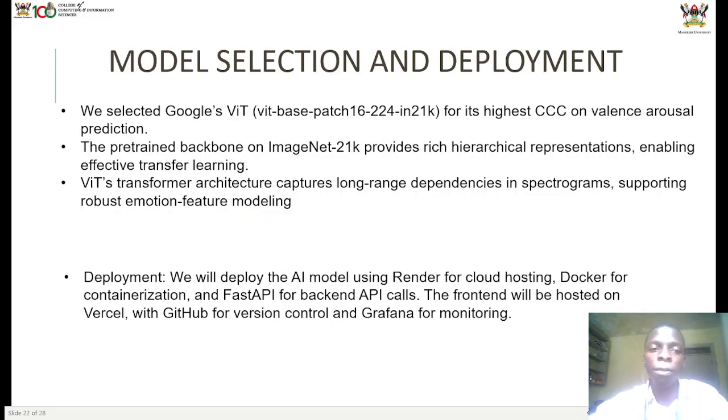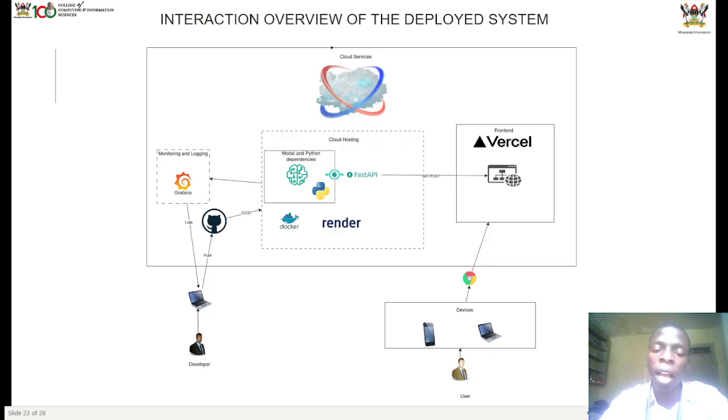You can see there's this pattern that it follows. So I selected the Google VIT as the model to deploy, and I deployed the model on Render for the back end. Then we made a separate front end on Vercel, and the two communicate via FastAPI, and this is a general picture of how the system works overall. So the user with their browser connects to Vercel, and Vercel makes API calls to Render, sending the audio data. Then the Render server makes the analysis and returns the results, which are displayed to the user. Grafana is there for monitoring.